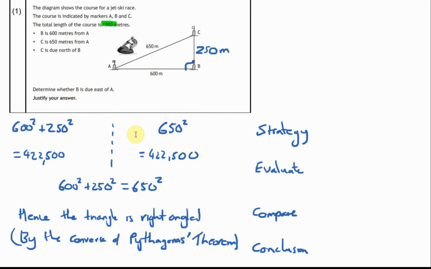But the most important thing here is that we do not write a squared plus b squared and c squared. We have to have our strategy, which is to work out a squared and b squared independently of c squared. So for this one, think SECC: strategy, evaluate, compare, and then conclusion. Okay, SECC.